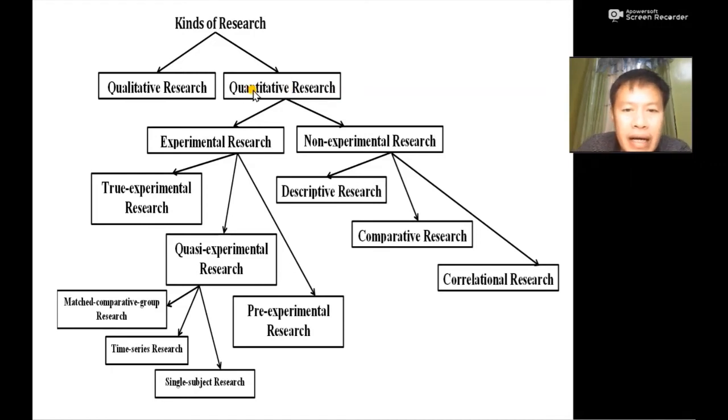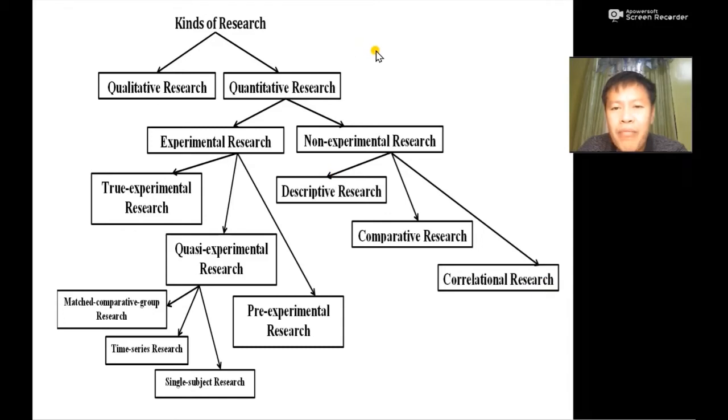We have the experimental research, and under experimental research, we have the true experimental research, the quasi-experimental research, and the pre-experimental research. Then, under quasi-experimental research, we have the matched comparative group research, the time series research, and the single subject research. And under the non-experimental research, you have your descriptive research, comparative research, and correlational research.